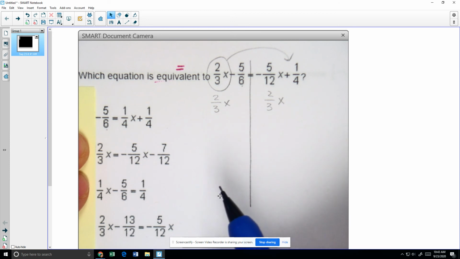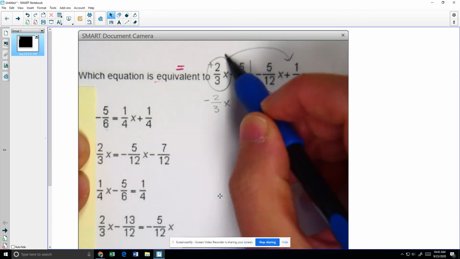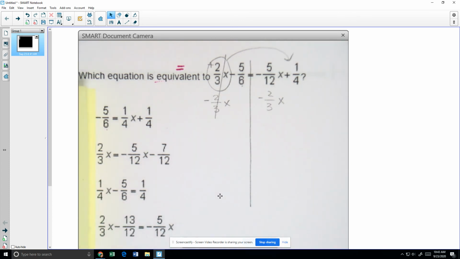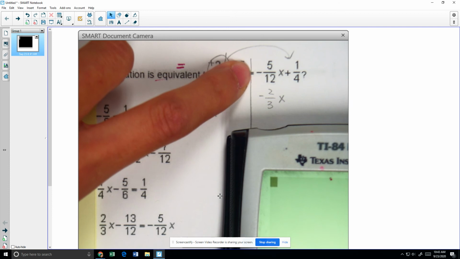Brooke? Because there's a plus here. There's an add, right? So the opposite of add is subtract. So they subtracted 2/3 x. So let's subtract it and see what the answer is, because maybe they got it right and maybe they got it wrong. So negative 5/12.